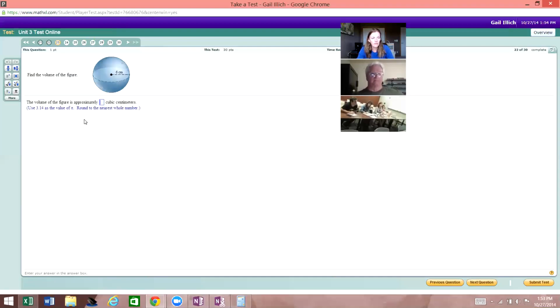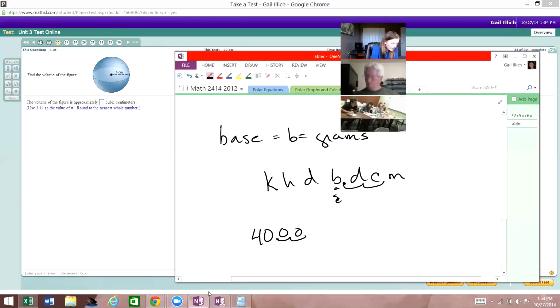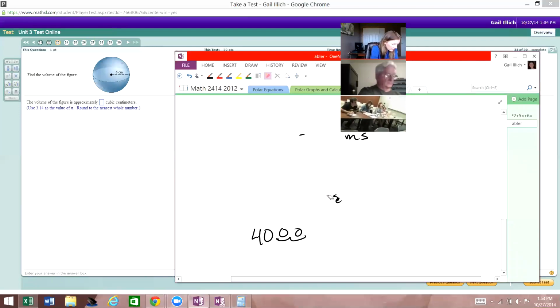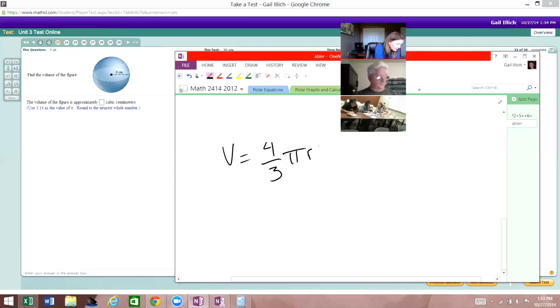Find the volume. Okay, so this is a formula that you have to look up. It's 4/3 pi r cubed, the formula for the volume of a sphere. I think that's in the last unit. Can't remember what was the last thing we did, but yeah, the section. It's 3.4. And so in this case, it's going to be 4/3 times pi times 6 cubed.